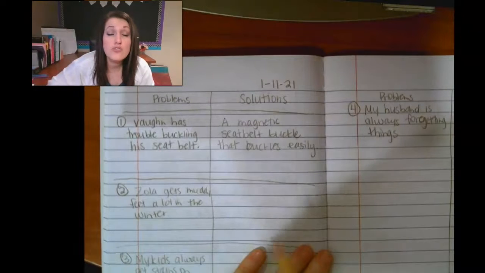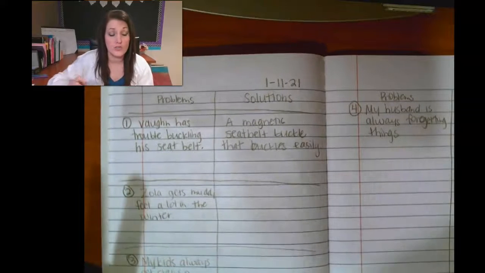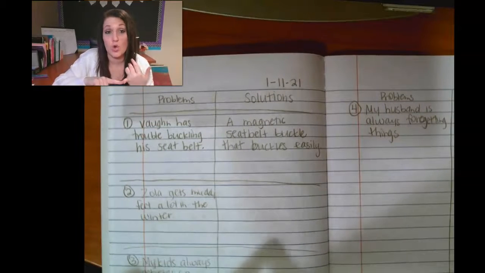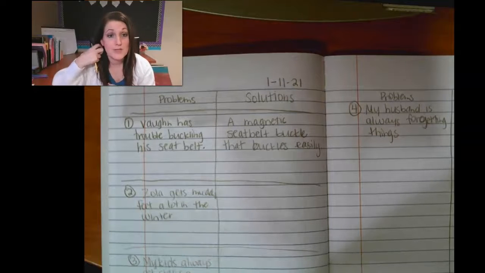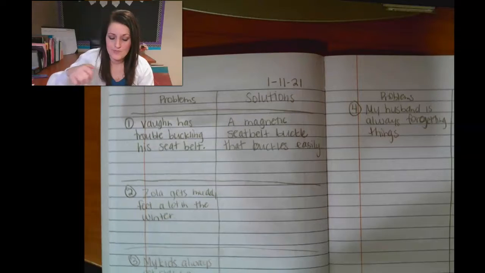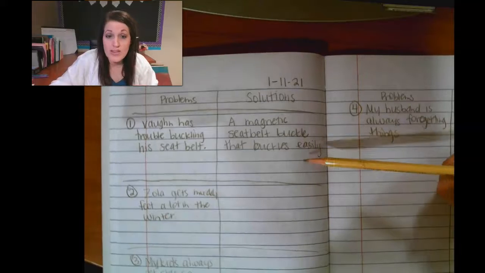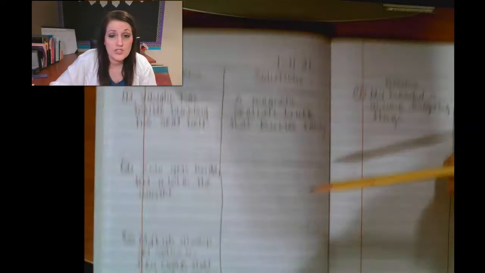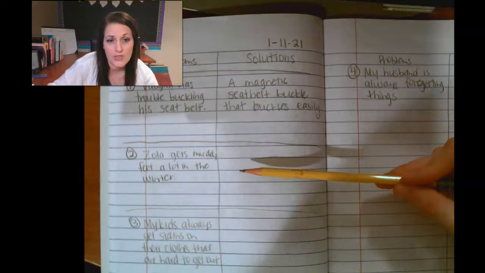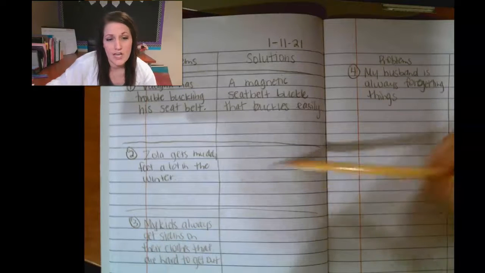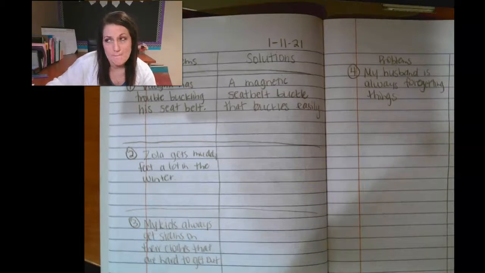If I choose that one, I'm going to have to put a lot more thought into it about more specifically how does it work? What is it going to look like? Because I'll have to explain it to the people that I'm trying to get to buy it. All right. So I'm not going to do more than that now, though, because I might not pick that one. I'm going to start brainstorming the other one. So what is a solution I could come up with for Zola gets muddy feet a lot in the winter? Let me think. Hold on.